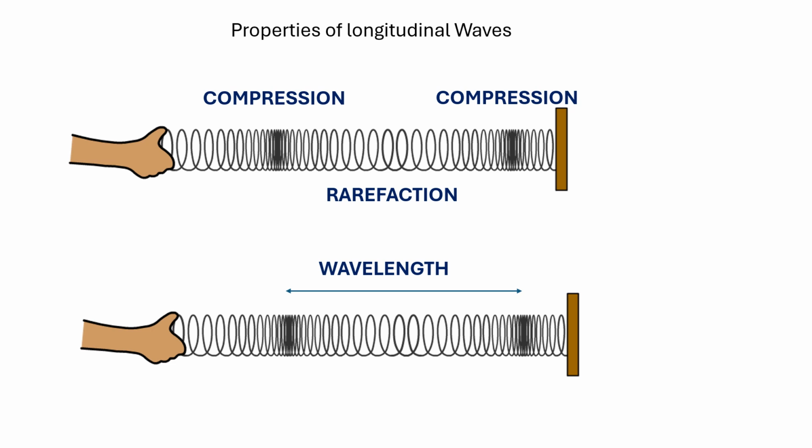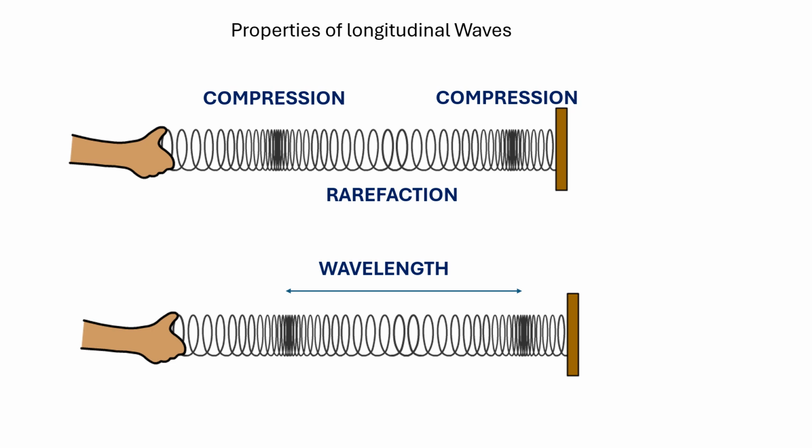In terms of the properties of the waves that you could be asked to identify, when you have a longitudinal wave, as you can see from the diagram here, you see areas where the material the wave is traveling through are bunched together and areas where they are pulled apart. The regions where they are bunched together are called compressions. The regions where they are pulled apart are called rarefactions.